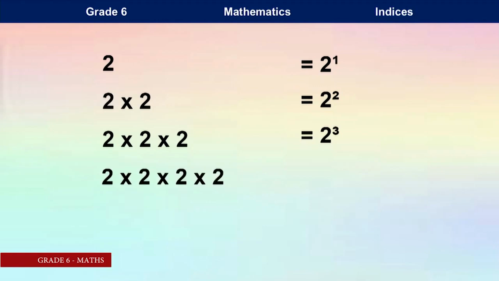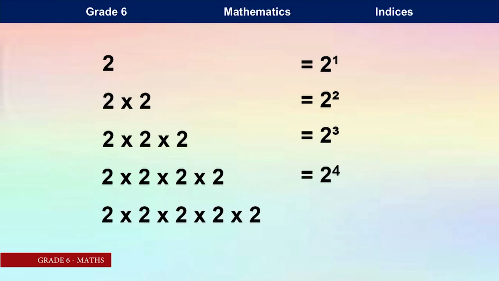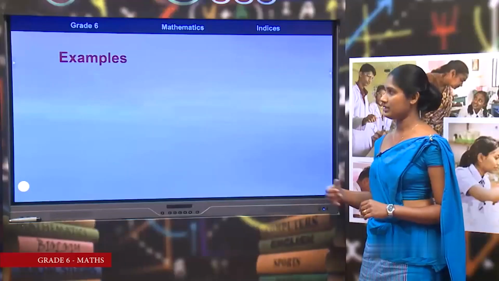Here, how many 2's are there? You can see 1, 2, 3, 4. Then what is the index here and what is the base here? The base is 2 and the index is 4. Very good. Then we'll see this one. Here, how many 2's are there? Count it. 1, 2, 3, 4, 5. Then you can write it using index notation, that is 2 to the power 5. Here 2 is the base and 5 is the index.